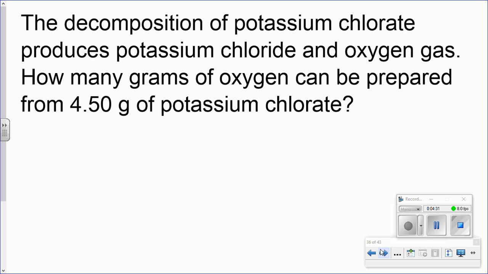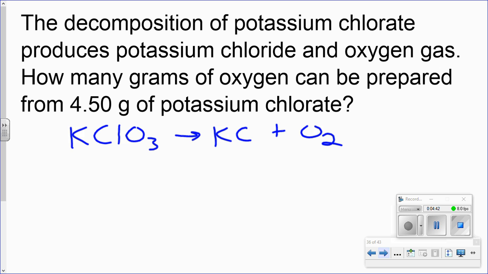Okay, the decomposition of potassium chlorate, KClO3, produces potassium chloride and oxygen gas. So let's balance the equation. I need a 3 here, I need a 2 here, and a 2 here. So that's balanced correctly. How many grams of oxygen can be prepared from 4.5 grams of potassium chlorate?